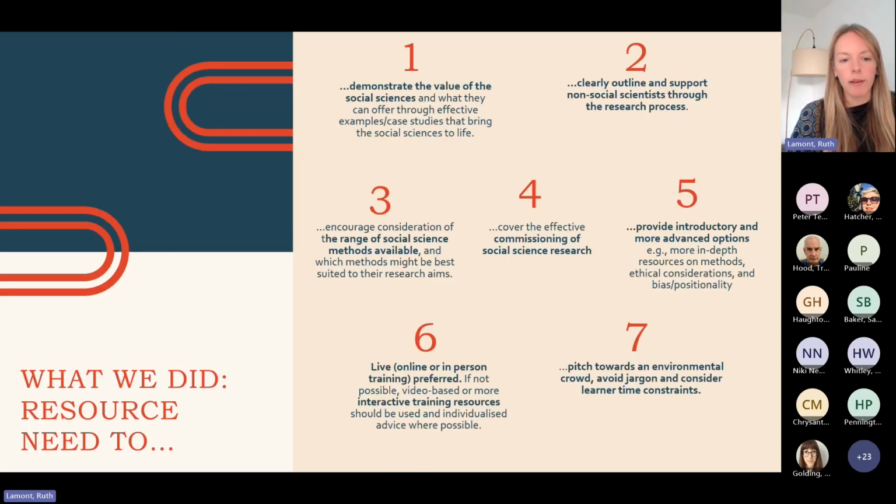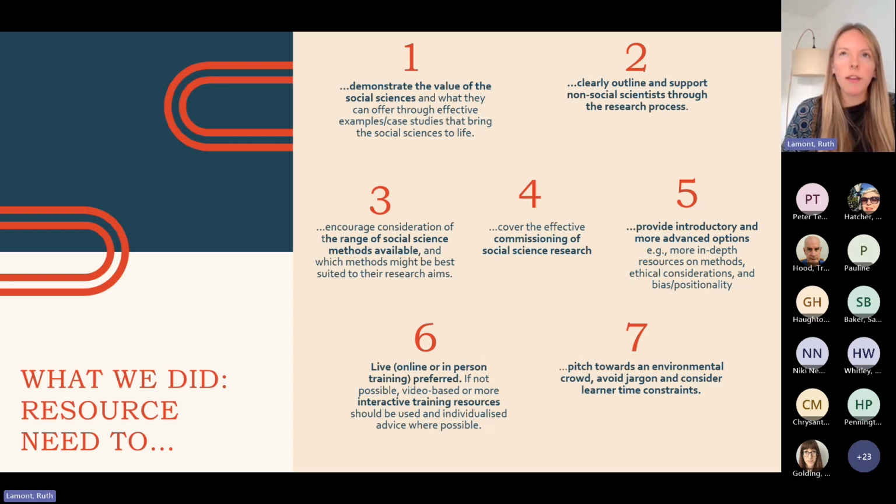Putting those all together, again, I'm not going to present the whole analyses, but I've got seven fairly crude statements of what we took from this as needing to provide within this grant. So the first is we need resources that demonstrate the value of social sciences.